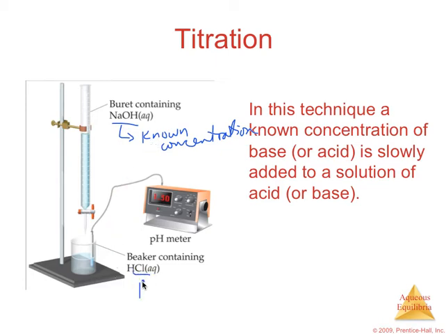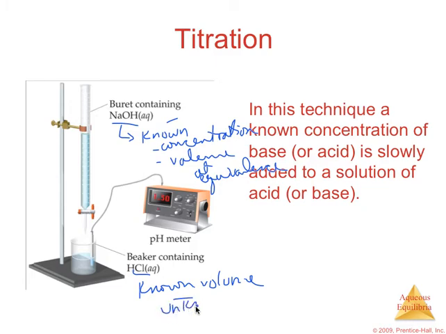Here we are going to have a known volume. Okay, so this is a known concentration and a known volume at the equivalence point, or I should say at the end point, depending on which one we're doing. All right, this is a known volume, usually an unknown concentration. We know at the equivalence point the moles of acid is equal to the moles of base stoichiometrically, meaning the moles of hydronium is equal to the moles of hydroxide.